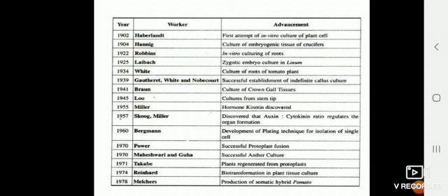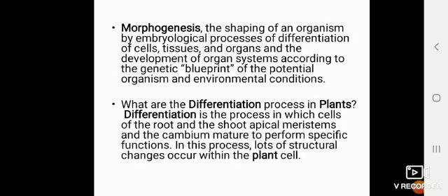In 1955, Miller discovered the hormone kinetin. In 1957, Skoog and Miller discovered that the auxin-cytokinin ratio regulates organ formation. In 1960, Bergmann developed plating techniques for the isolation of single cells. In 1970, Power achieved successful protoplast fusion. In 1970, Maheshwari and Gupta achieved successful anther culture. In 1974, Richard Lynch worked on biotransformation in plant tissue culture. In 1978, Marlich reported production of somatic embryos in tomatoes.